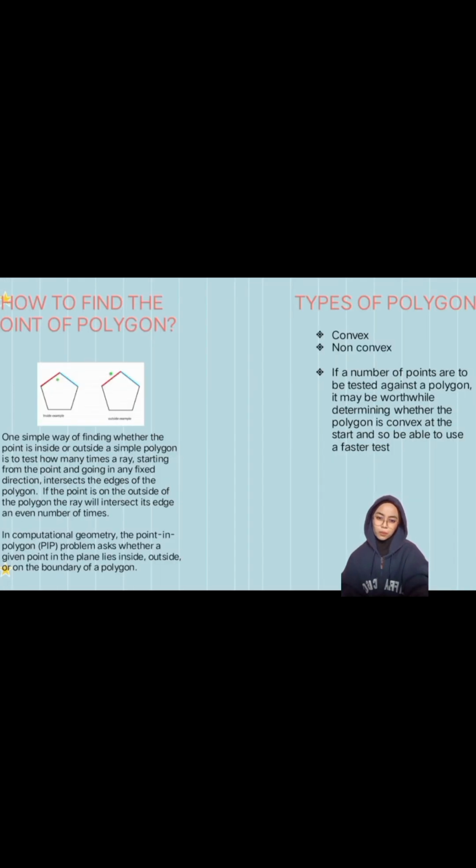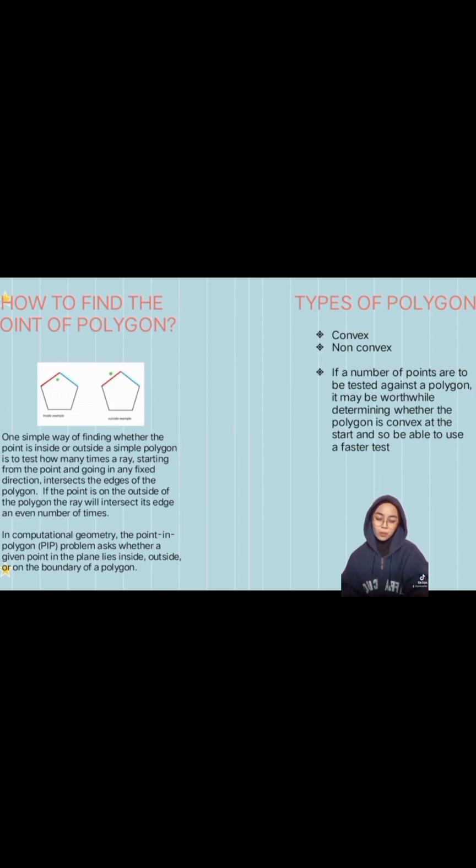So how to find a point in polygon? One simple way of finding whether the point is inside or outside a simple polygon is to test how many times a ray starting from the point and going in any fixed direction intersects the edges of the polygon. If the point is on the outside of the polygon, the ray will intersect the edges an even number of times. In computational geometry, the point in polygon problem asks whether a given point in the plane lies inside, outside, or on the boundary of a polygon.